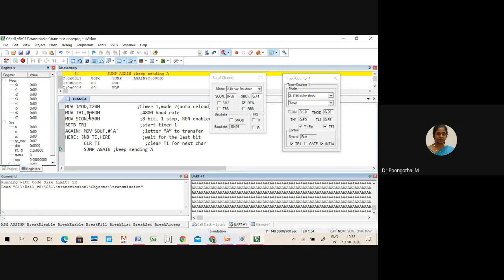So here the baud rate is set to approximately 9600. Here FD, what is it? FD is 9600. Suppose FA means it's 4800. So your SCON is initialized with 50 and in the buffer register we have 41. The ASCII equivalent for character A is 41. So your SBUF holds 41 here.